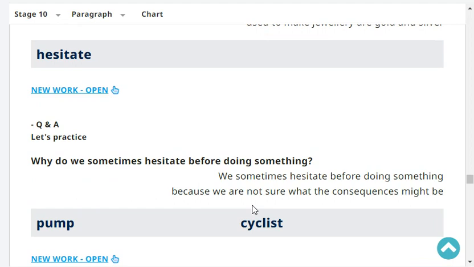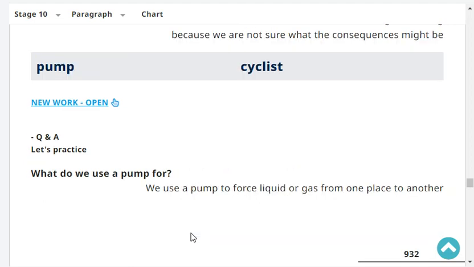Why do we sometimes hesitate before doing something? We sometimes hesitate before doing something because we are not sure what the consequences might be. Very good.